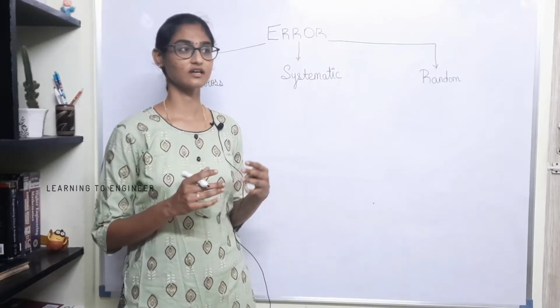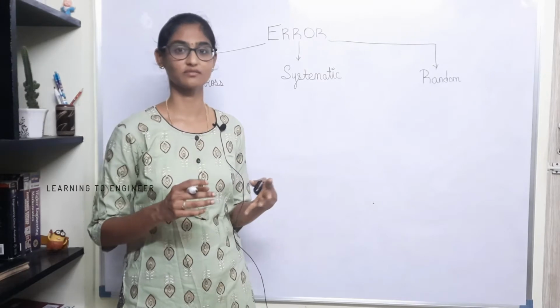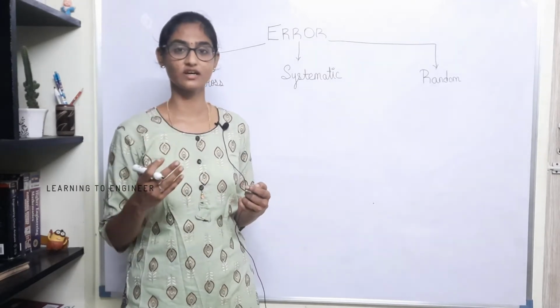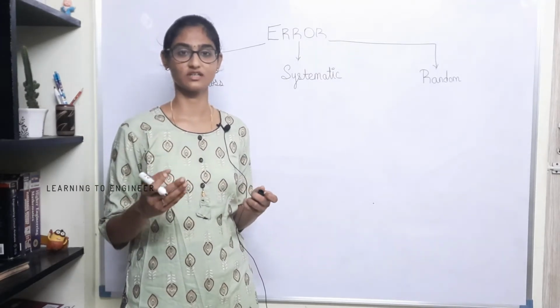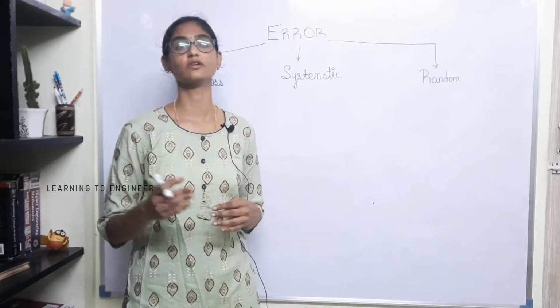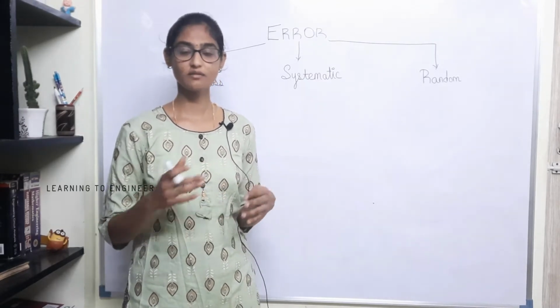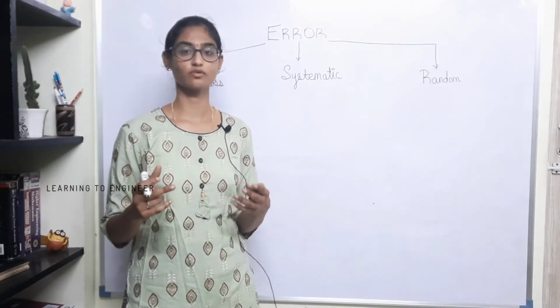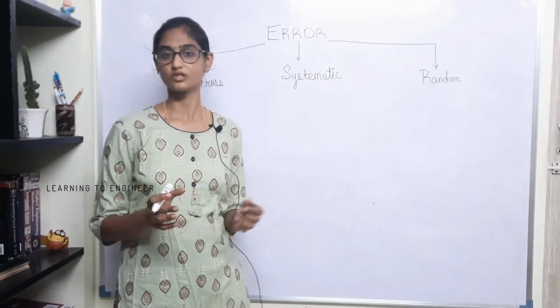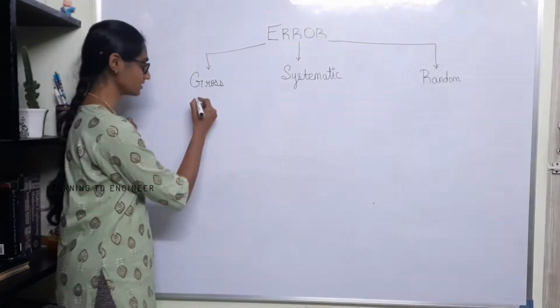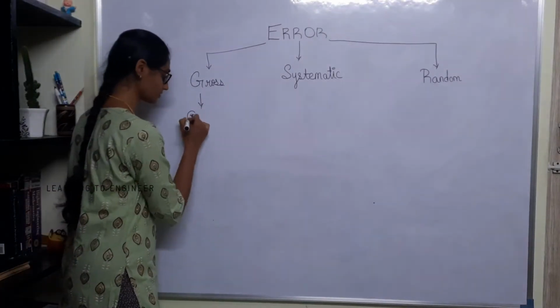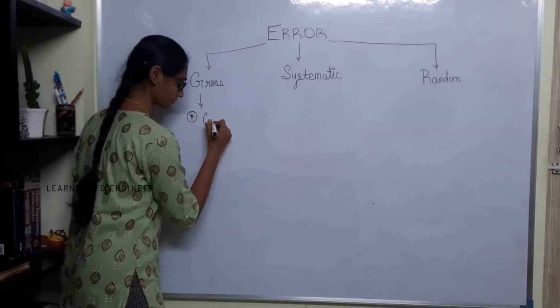It might be due to carelessness, it might be due to the shortness of eyesight in that observer or something else. The gross error doesn't repeat over time. If an observer is noting down 10 readings, he might make mistakes in one or two of them, but not all of them. Those are gross errors. These are just the careless mistakes of the observer.